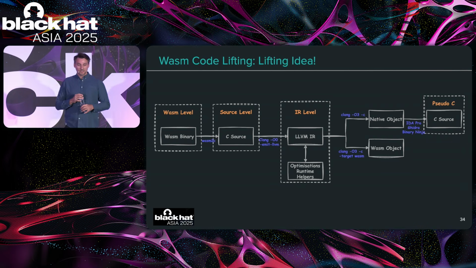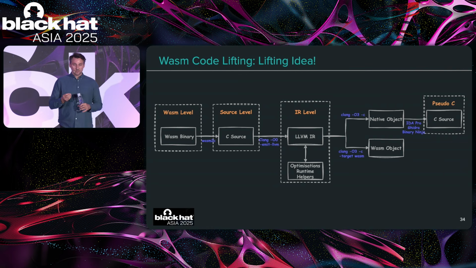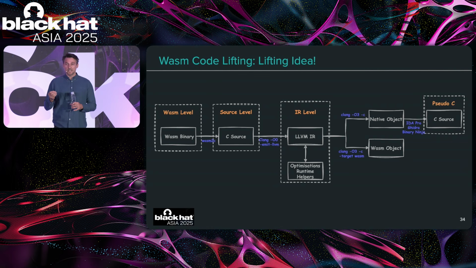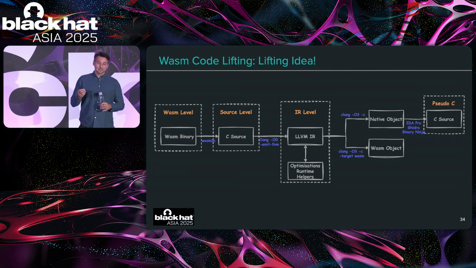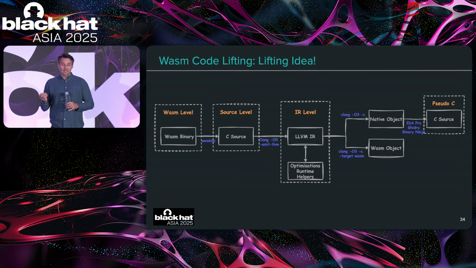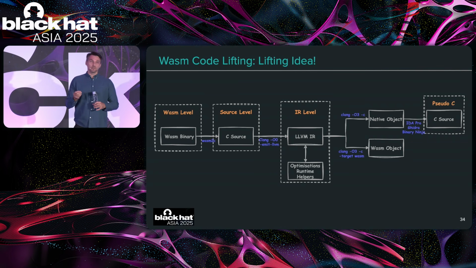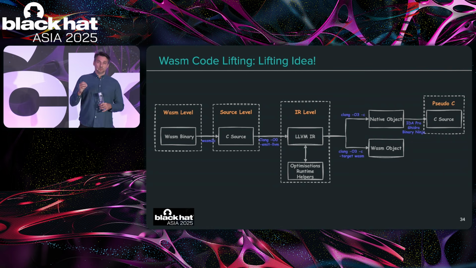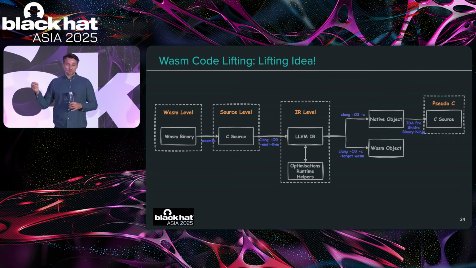So what is our lifting idea? We start with the Wasm binary. We're using Wasm2C to lift it into C source code. Then we're going to use Clang with O0 optimization, which means no optimization, and emit the LLVM IR. Why O0? Because recently LLVM has introduced the concept of opaque pointers, and opaque pointers mean that we might lose type information about the data we're accessing. But we need at least type information in the beginning to make the code fold better than it would without the types. So once we are in the LLVM IR, we can use optimizations to fold the code.